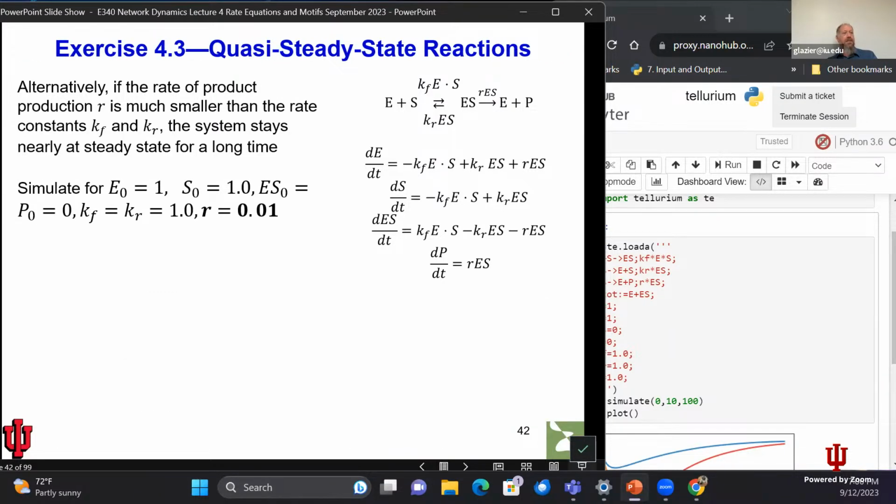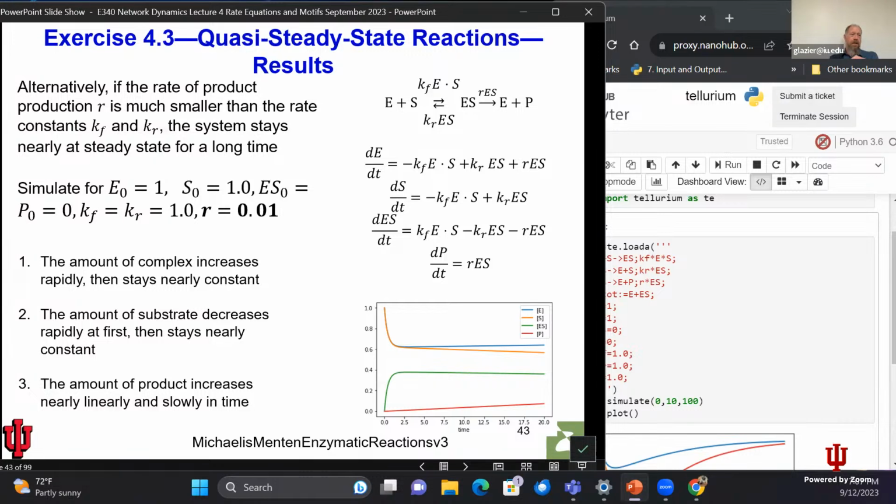Another one is called quasi-steady-state. In quasi-steady-state, the rate at which the enzyme produces the product is very slow. So now try this: take S naught back to 1. Your initial value of S should be 1. And now, instead of making R 1, make it very slow, 0.01. What happens?